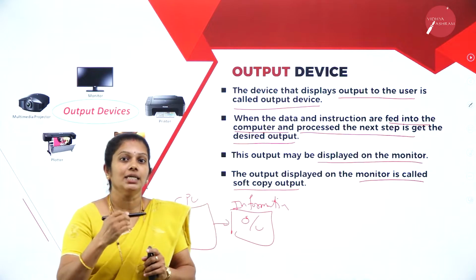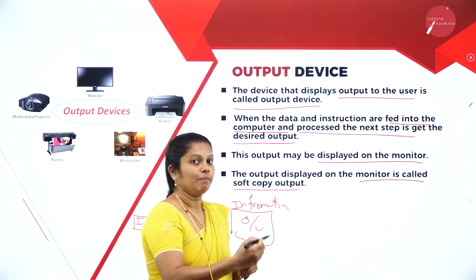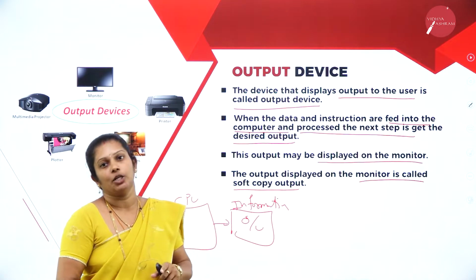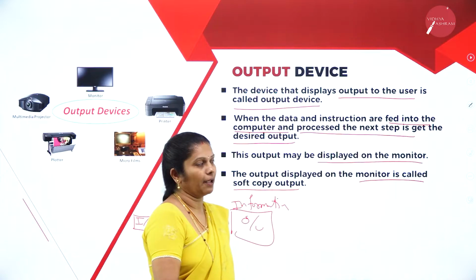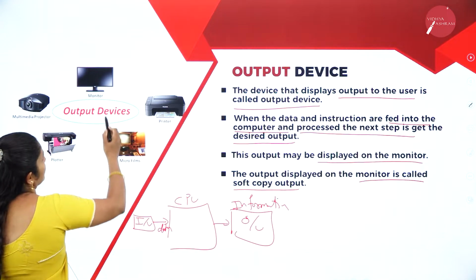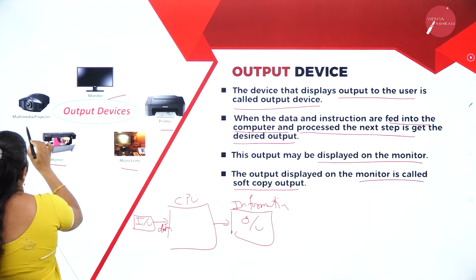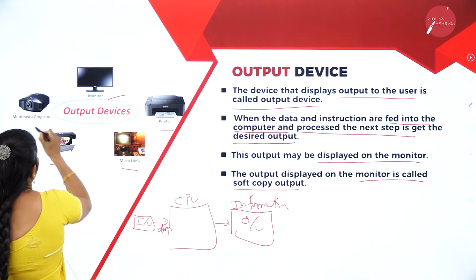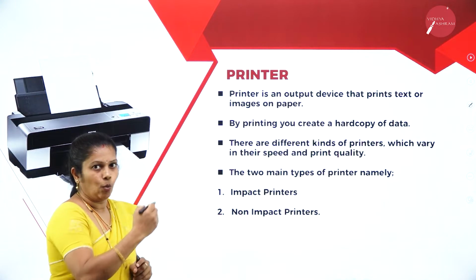Whereas a scanner is used to convert the hard copy to soft copy, in the same way, printers are used to convert the soft copy to hard copy. And when they come to output devices, we have monitor, printers, microfilms, plotters, and multimedia projector. These are a few output devices we are getting. Now one by one we'll discuss.